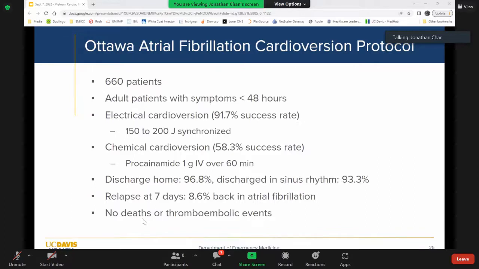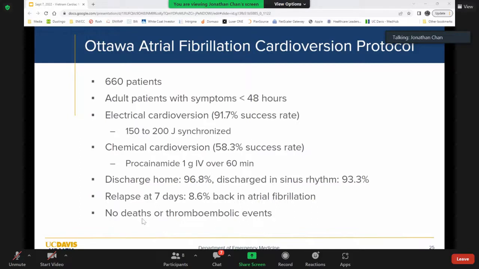You can do an electrical cardioversion, which is when you place the pads on their chest to shock them. And if that's the case, you would do 150 to 200 joules synchronized. And in the group of patients who had that, they had a 91.7% success rate of going back to normal sinus rhythm. And in the next group that had the chemical cardioversion, where they were given procainamide, a medication, 1 gram over an hour, those patients had about a 58% success rate of going back into normal sinus rhythm.